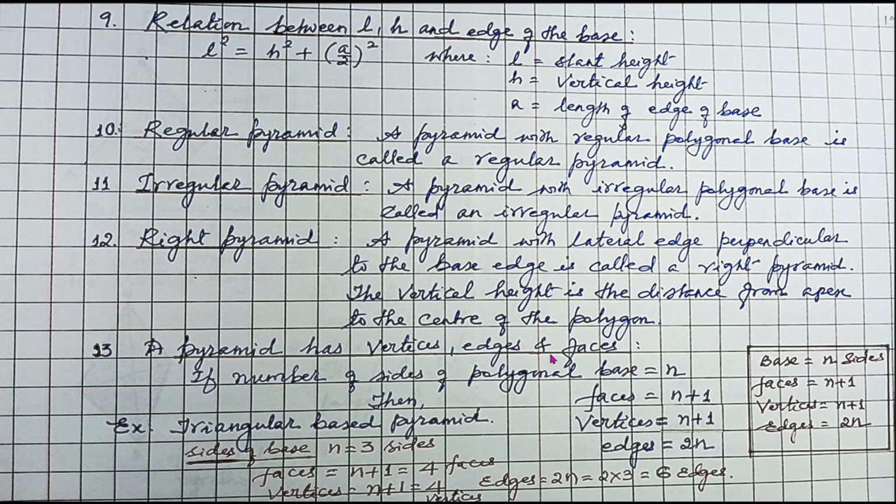A pyramid has vertices, edges and faces which are countable. If the number of sides of a polygonal base is n, this is very important here, then the number of faces of the pyramid is n plus 1, the vertices are n plus 1, and the edges are 2n. Now, let us take one example. If I consider a triangular based pyramid, then n is equal to 3, the faces are n plus 1, that is 4, the vertices are n plus 1, that is 4, and the edges are 2n, that is 2 into 3, which is 6 edges.